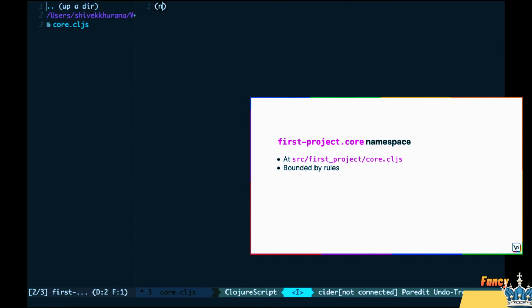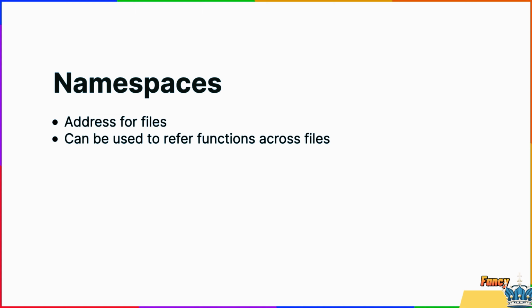The ns operation lets you define a new namespace. There are certain rules that we need to keep in mind while defining namespaces. For now, we just need to know that the namespace for this file is firstproject.core. Namespaces let you refer and import functionality defined in other files. In our config, we refer to the main function.